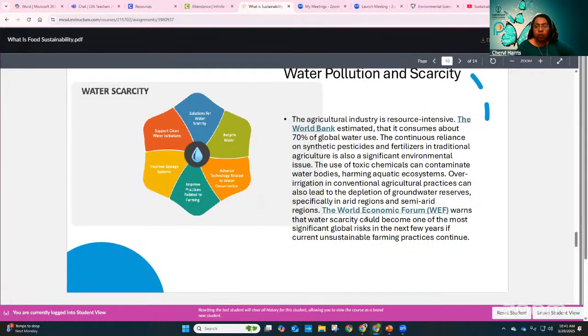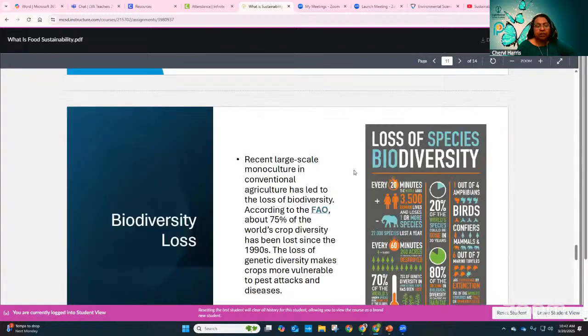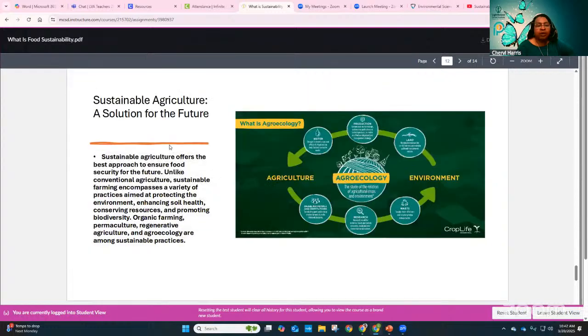We have one that's looking at water, so we have the World Economic Forum. And then we have vocabulary. Some of the vocabulary is also on your Canvas page.